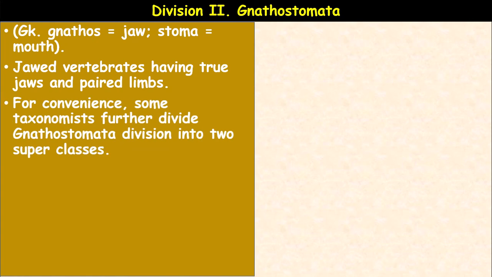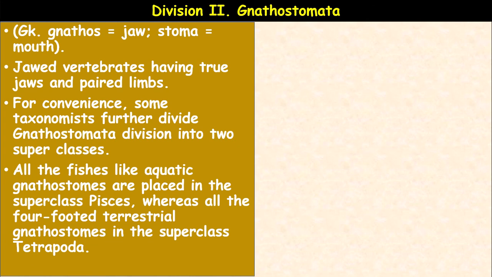So for our convenience, some taxonomists further divided the Gnathostomata into two superclasses. What are they? Pisces and Tetrapoda. All the fishes like aquatic gnathostomes are placed in the superclass 1, Pisces, whereas all the four-footed vertebrates, terrestrial gnathostomes, in the superclass Tetrapoda.